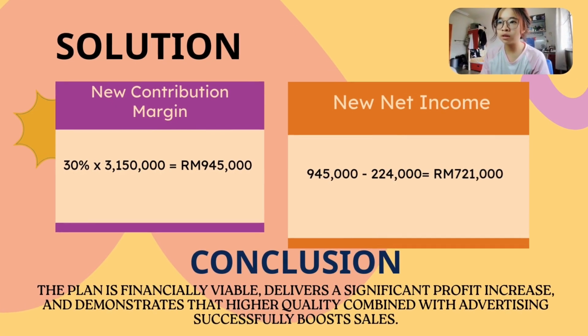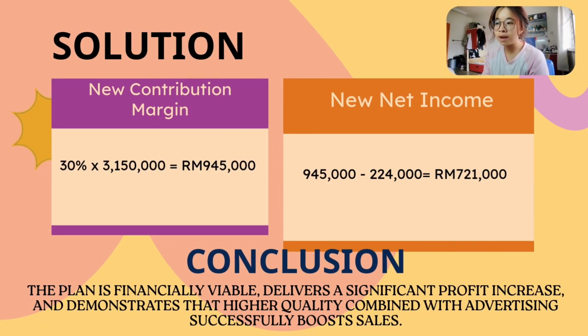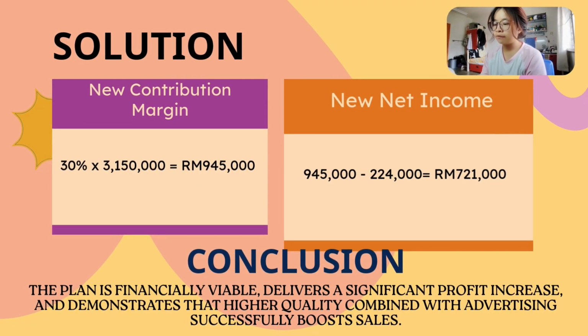So to calculate the new contribution margin, we take the 30% multiplied by the 350,000, so we can get the answer, which is 945,000.